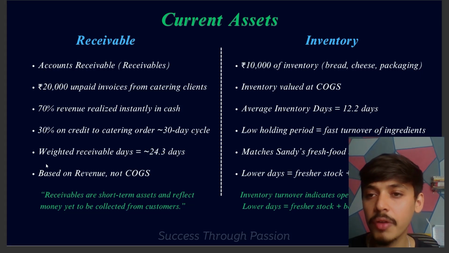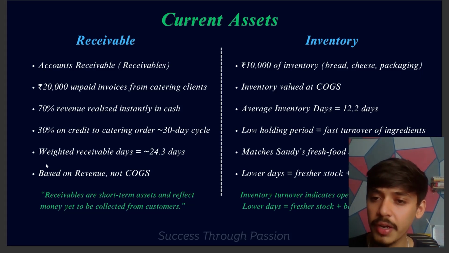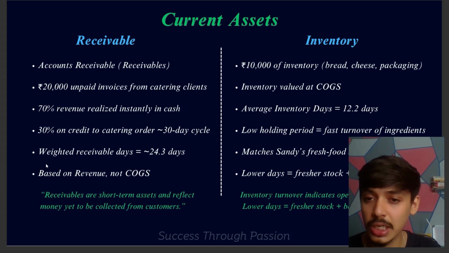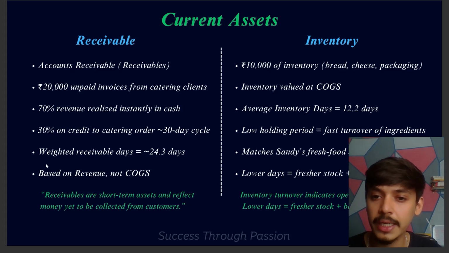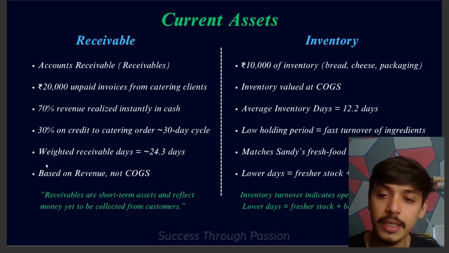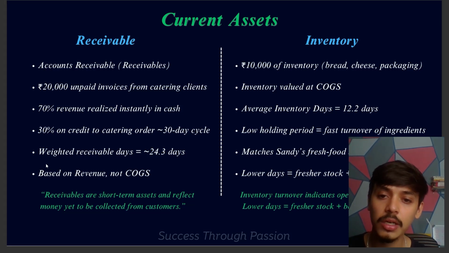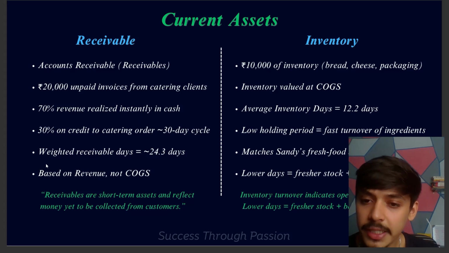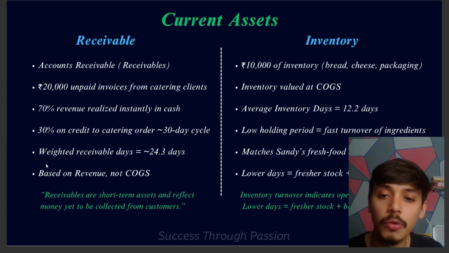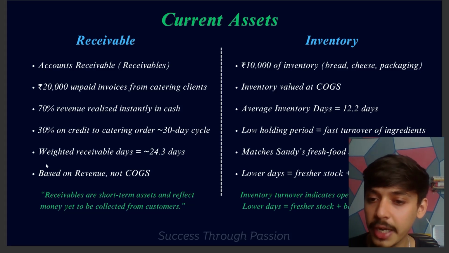So over here we have on the receivable side 20,000 as unpaid invoices, which we already know. 70% of revenue realized instantly in cash. So out of the entire 10 lakh revenue that the business has earned, 70% was instantly realized. So there are no receivable outstanding days, and 30% was on credit to catering orders. So out of 10 lakh, 30% was on catering. So that way 3 lakh was from catering, and there was a 30-day cycle given to receive the money, and the weighted receivable days comes at around 24.3. So we will see how this 24.3 days is the number that we arrive at.